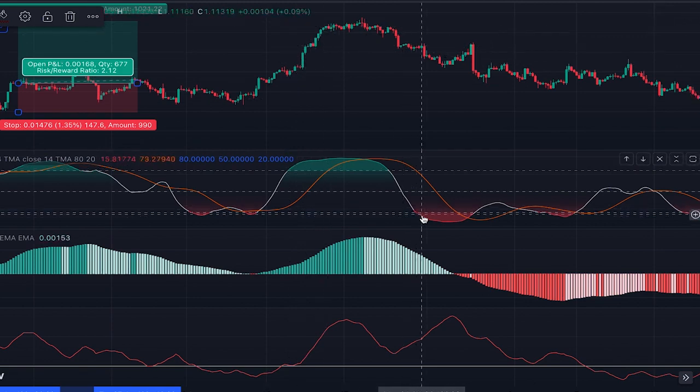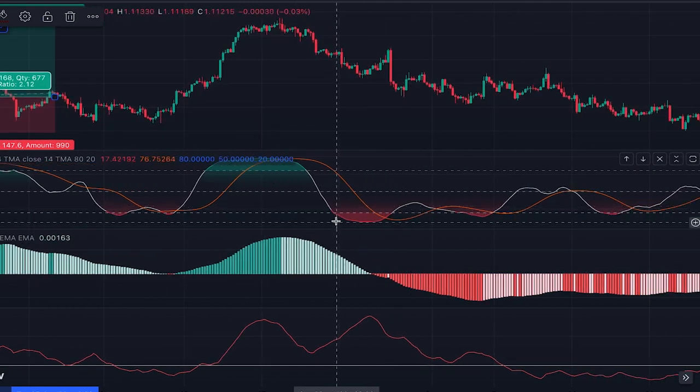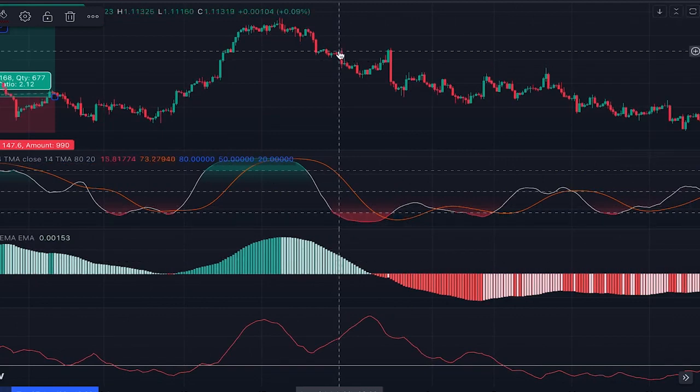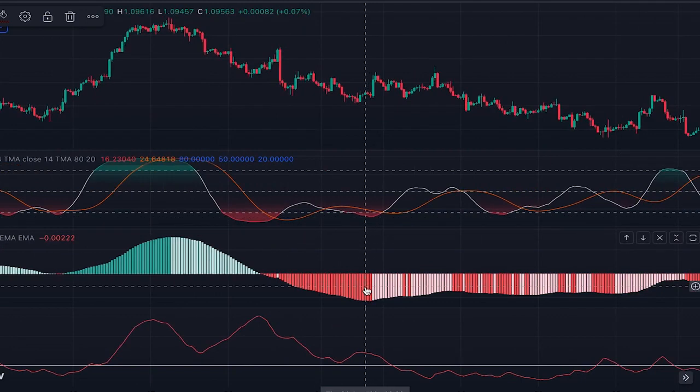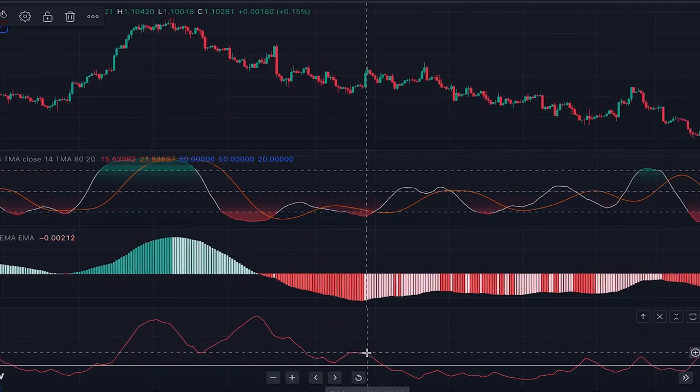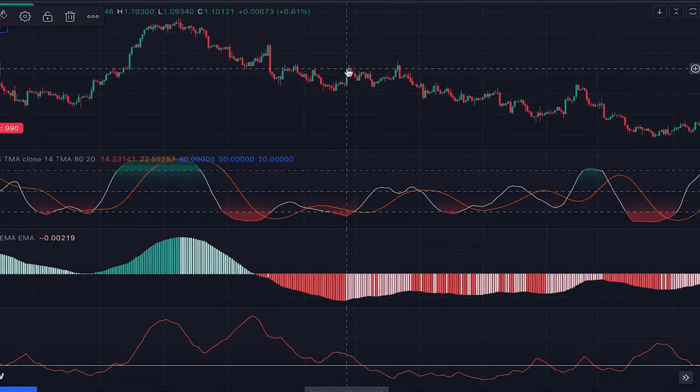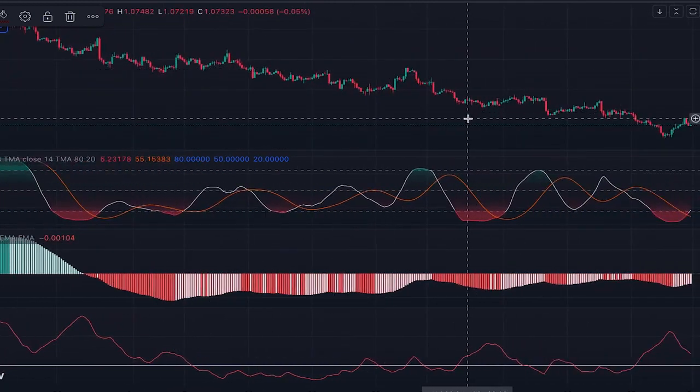Here the RSI line went below 20, but MACD histogram doesn't confirm because it's green, so no short position here. But here again RSI went below 20, MACD histogram is red, and ADX is above 20, so we got a confirmed short position signal here, and another one here which is a confirmed short position signal because MACD histogram is red, ADX is above 20, and we continue like this.